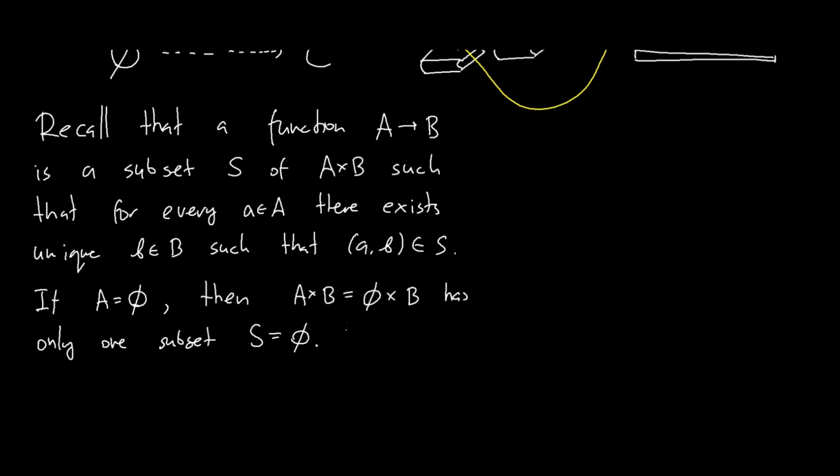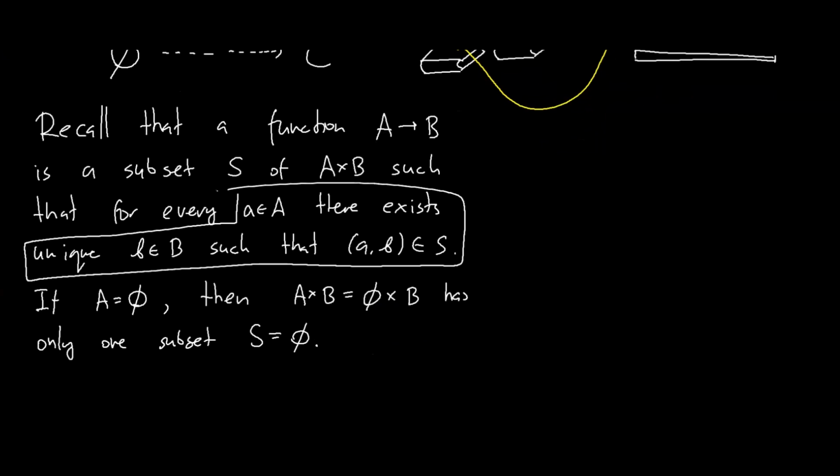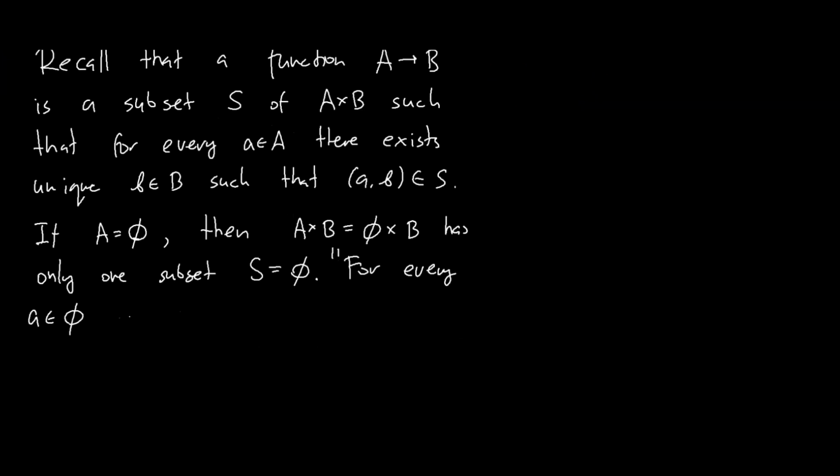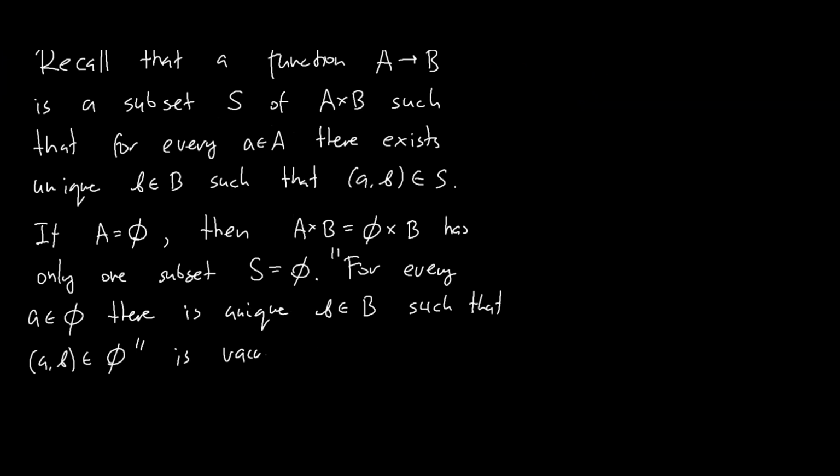Does that subset fulfill this requirement that for every A there exists unique B? So the statement that for every A in the empty set there is a unique B in B such that the pair AB belongs to S, which in this case is the empty set, is vacuously true. And I'm not sure about the spelling of vacuously, so I'm trying to get help from the computer with that. It is vacuously true. There we go.